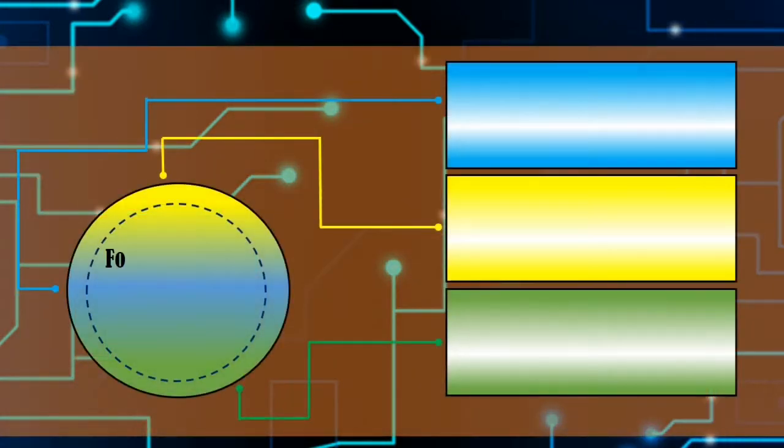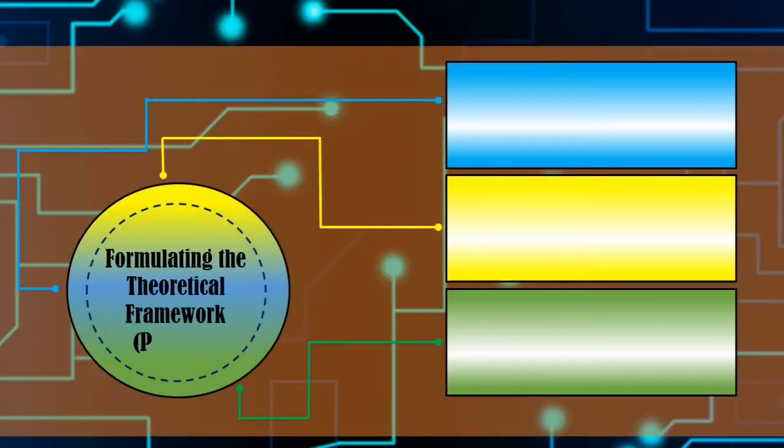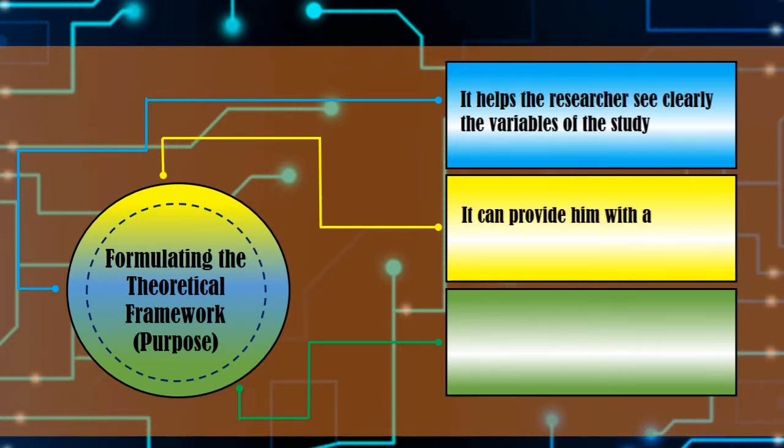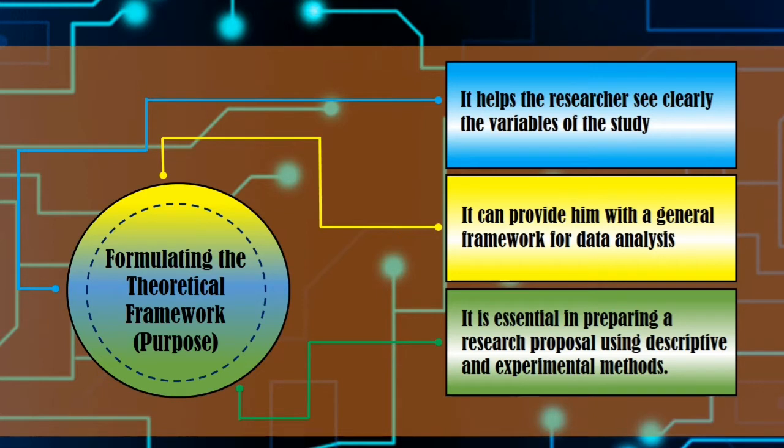Now, the next question is why is there a need to formulate the theoretical framework? What are its purposes? One is theoretical framework will help you as researcher see clearly the variables of your study. So as you are exposed to literature and studies from various authors, then you will see clearly your variables in your study, how it differs from previous researches, and or how it is similar to those researches.